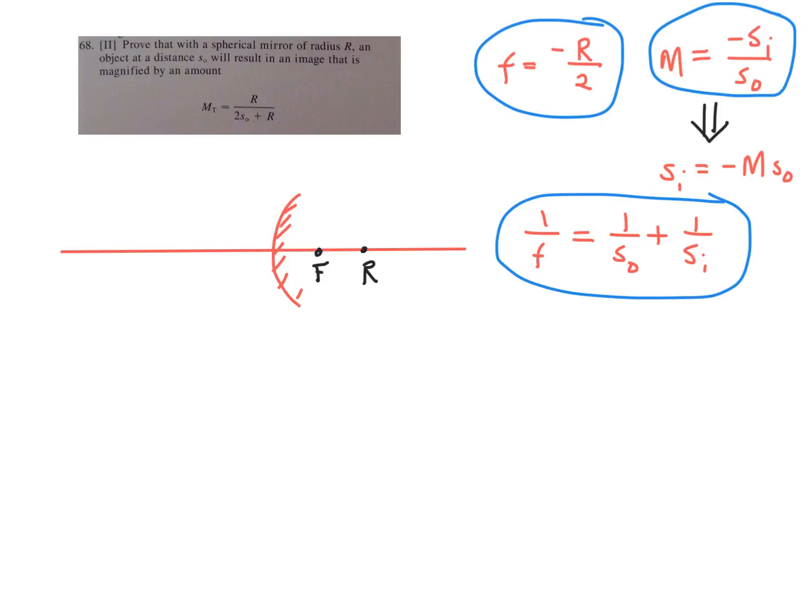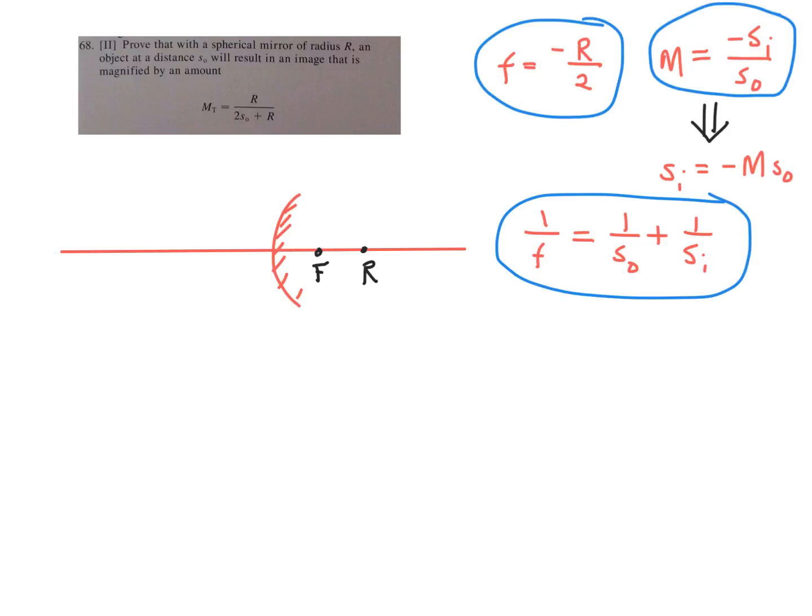Day 45, page 935, problem 68. Here's a little bit of a challenge problem. It's implied, it's not completely obvious that this is a diverging mirror, but I'm assuming it's a diverging mirror. You can get into a little conundrum with the negatives here, but I'll try to be consistent with a diverging mirror, and we'll see how this works out.